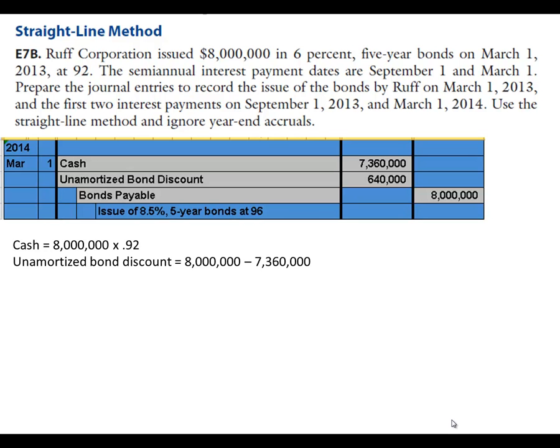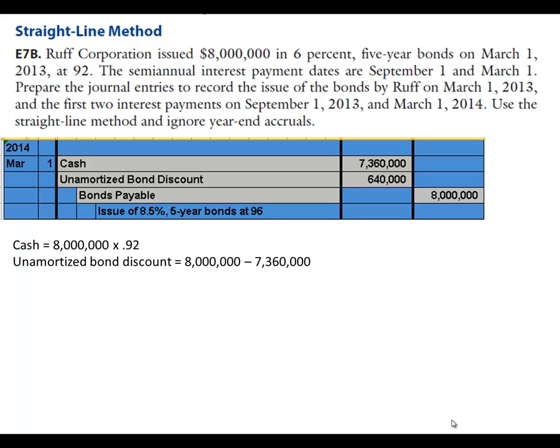So you can see here that we'll debit cash on March 1st, the day we issue or sell the bonds, for $7,360,000. Bonds payable, always, no matter whether we're doing a premium or a discount, will be credited for the face value, which in this case is $8 million. So the unamortized bond discount will be debited for $640,000.